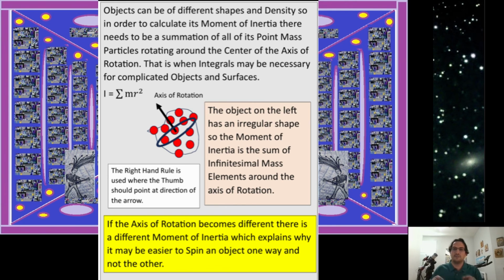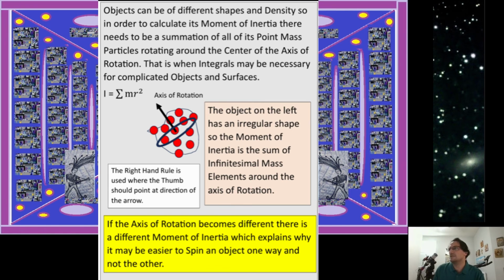So if we know that the moment of inertia of a point mass is mr squared, m being its mass and r its distance from the center, then for an object with an irregular shape, you can think of each atom, each particle, as a point mass. As the object rotates, all the point masses rotate around that common center, which leads to the total moment of inertia of the object. That is when integrals may be necessary for complicated objects and surfaces.